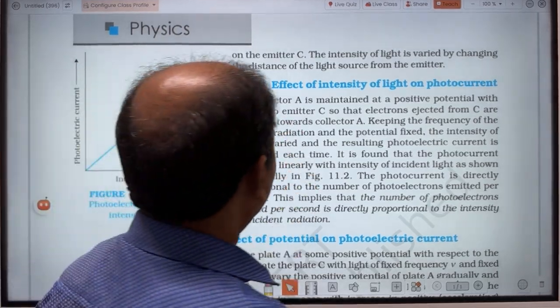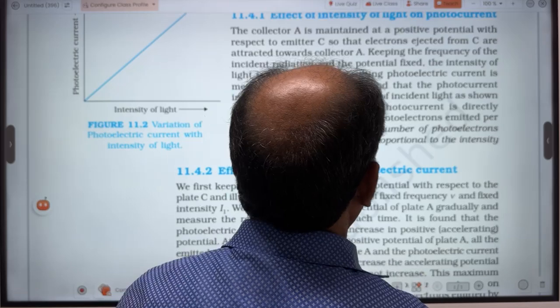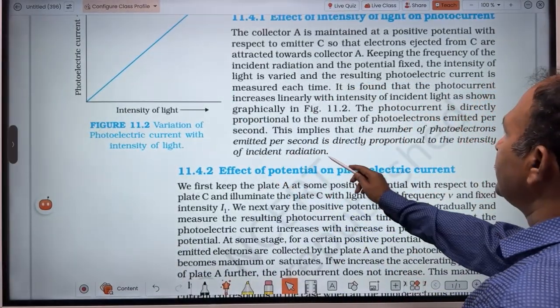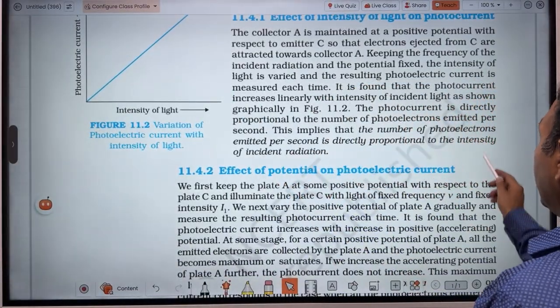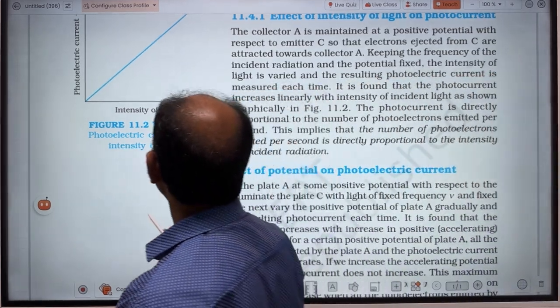The same thing is given here. So this implies that the number of photoelectrons emitted per second is directly proportional to the intensity of incident radiation. Keep this in mind: the number of photoelectrons depends on the intensity of incident radiation.